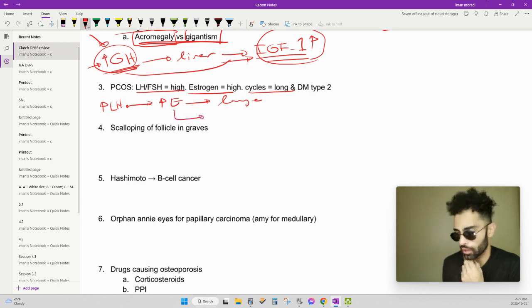And high estrogen also leads to high. Actually, it's not that high estrogen leads to it, but at the same time, I think it's the LH. You have high androgens.